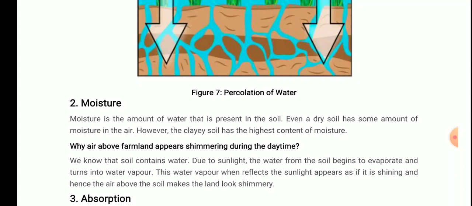See, soil contains water, and due to sunlight, that water begins to evaporate and turns into water vapor. The water vapor reflects the sunlight coming from the sun, and it appears as if it is shining. That's why the land looks shimmery. So this is another property of the soil, that is moisture. First one was percolation of water, second one is moisture.